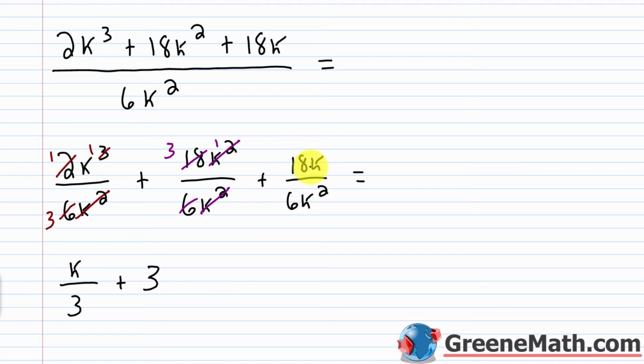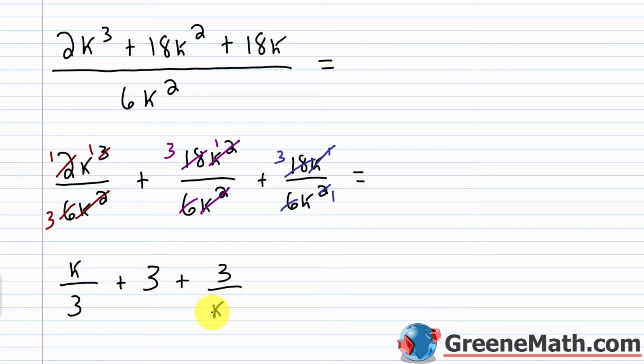And then lastly, I have plus 18k over 6k squared. So 18 divided by 6 again is 3. k over k squared. So remember, if you use your quotient rule for exponents, this is going to be k to the power of 1 minus 2, or k to the power of negative 1. k to the power of negative 1 is what? It's 1 over k. So essentially just eyeballing that, you can see that this cancels out with one of the factors of k here. You just have a k to the first power in the denominator. So this would be plus 3 over k to the first power, or just 3 over k. So this is your answer. You get k over 3 plus 3 over k.